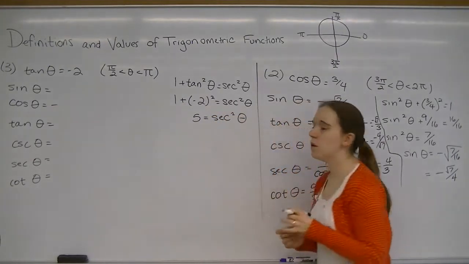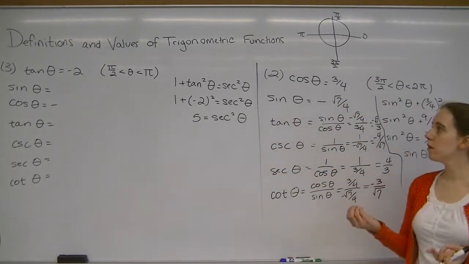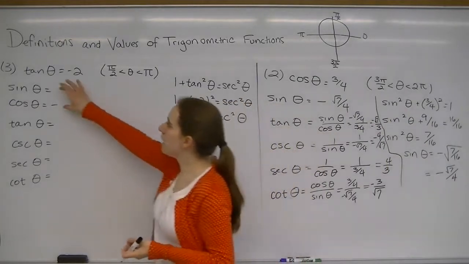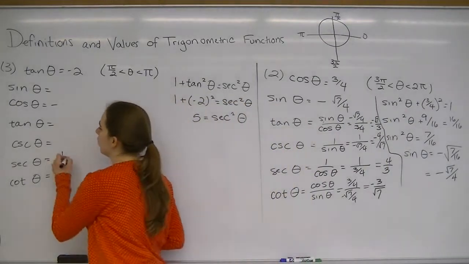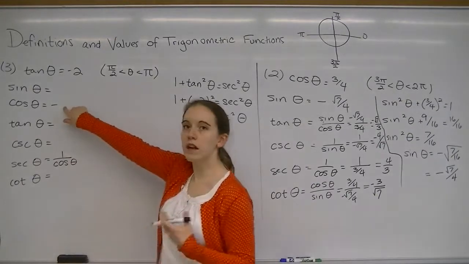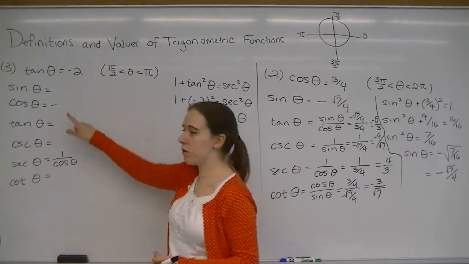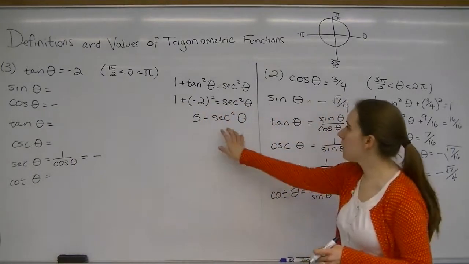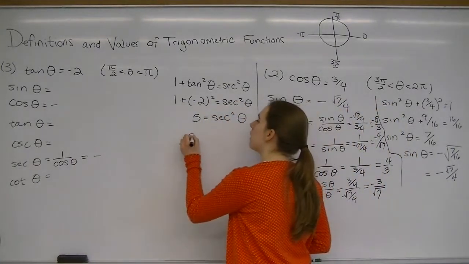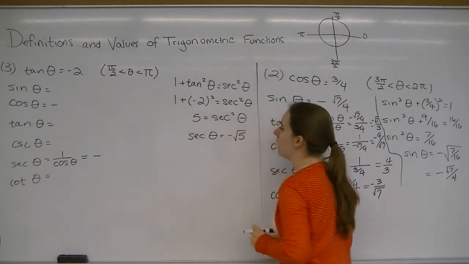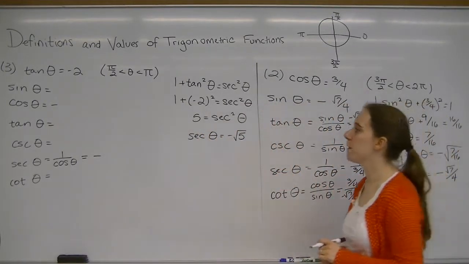Now, we need to know whether we want to take the positive square root or the negative square root in this case. So if we look back here, we know that secant is 1 over cosine of theta. Well, cosine was negative, so if we take 1 over that, this is also going to be negative. So if we take the square root, we want to take the -1, so we get that secant of theta is equal to the negative square root of 5.